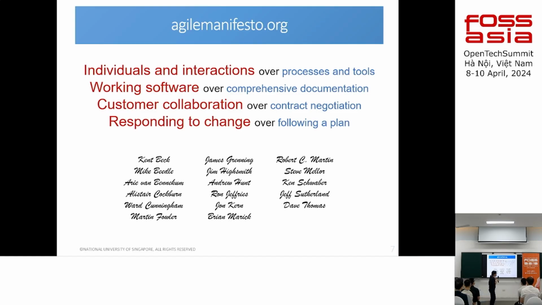Individuals and interactions over processes and tools. Not that processes and tools are not important. Processes and tools are very important. We need them, right? In this technology world, we want to have processes and tools, but we need to first and foremost think about the individuals and the interactions between you and I, right? Individuals' interactions first before we look at the processes and tools. If we can't get individuals' interactions right, processes and tools don't stand much. So first the individuals' interactions, then only you look at processes and tools.